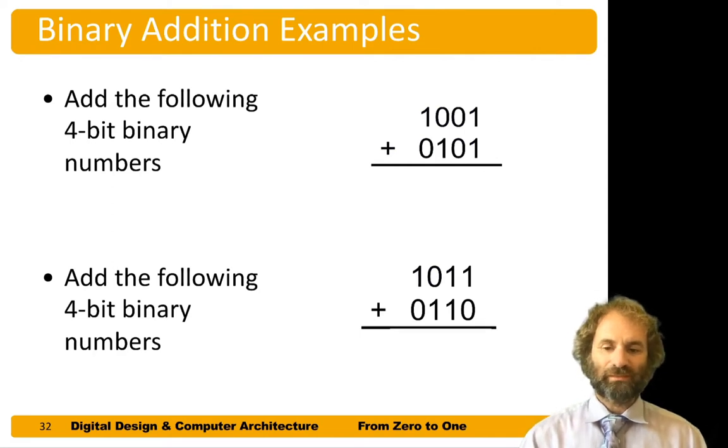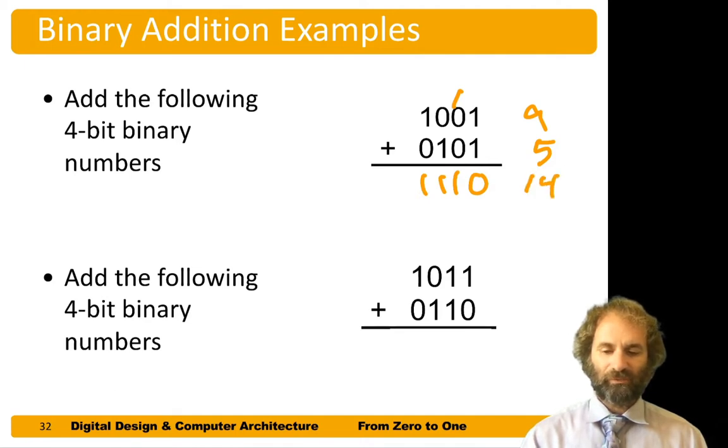Let's do some more examples. Say 9 plus 5. 1 plus 1 is 0, carry a 1. 1 plus 0 is 1. 0 plus 1 is 1. And 1 plus 1 is 1. So again, this makes 14.